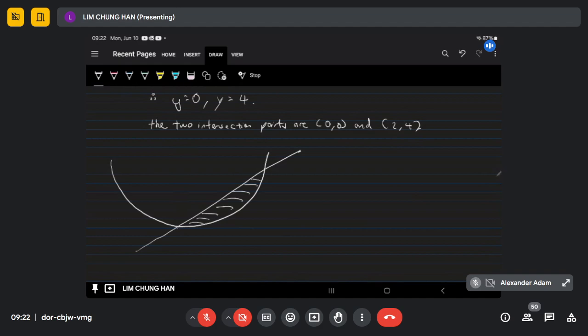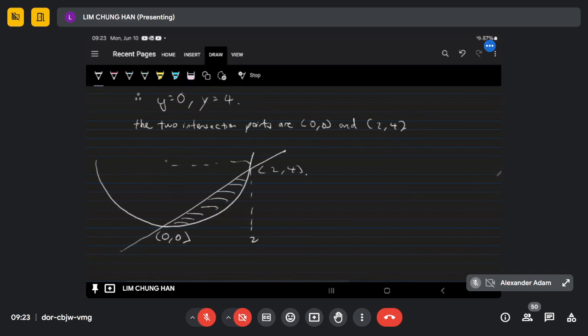Well, (0, 0) must be there because it's a smaller number. And then (2, 4) must be there. Yeah, this is where it intersects. (0, 0) and (2, 4). Therefore, what are the limits?